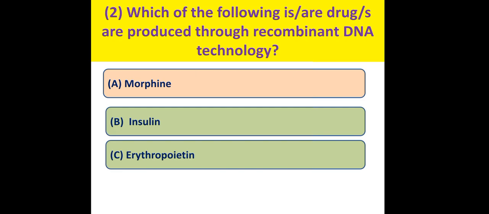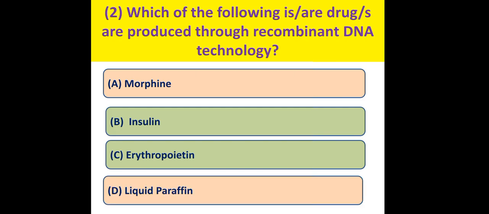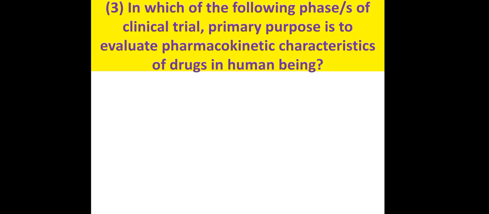used in chronic renal failure. It is also produced through the recombinant DNA technology. Liquid paraffin is a mineral product, so the correct answers are insulin and erythropoietin.